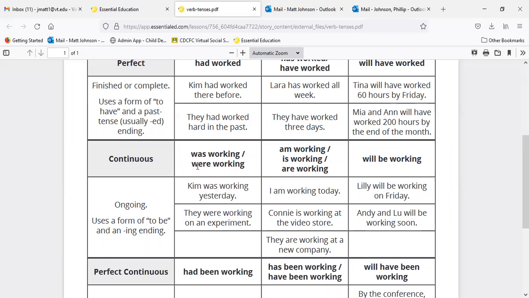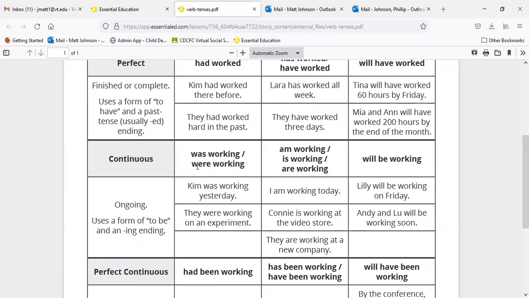Kim was working yesterday. They were working on an experiment. Okay, so instead of just the simple Kim worked yesterday, it's continuing, leaving that action open-ended as if it's not yet completed. Kim was working yesterday.